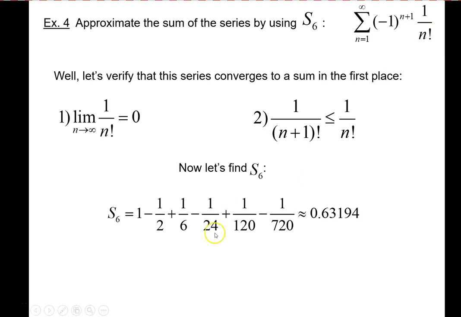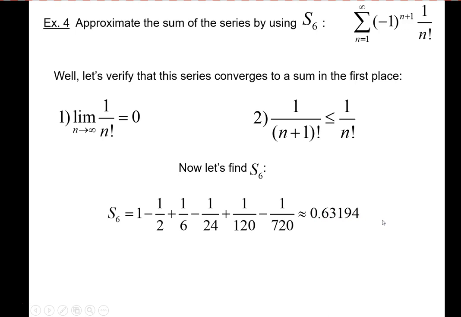The fourth term would be 4 factorial. 4 factorial, 4 times 3 times 2 times 1 would be 24. Fifth term would be 5 factorial. Notice the signs are alternating, so that's 120 for 5 factorial. And the sixth term would be 6 factorial, which is 720. If I put all that in my calculator and I add it up, I get an approximation of 0.63194.